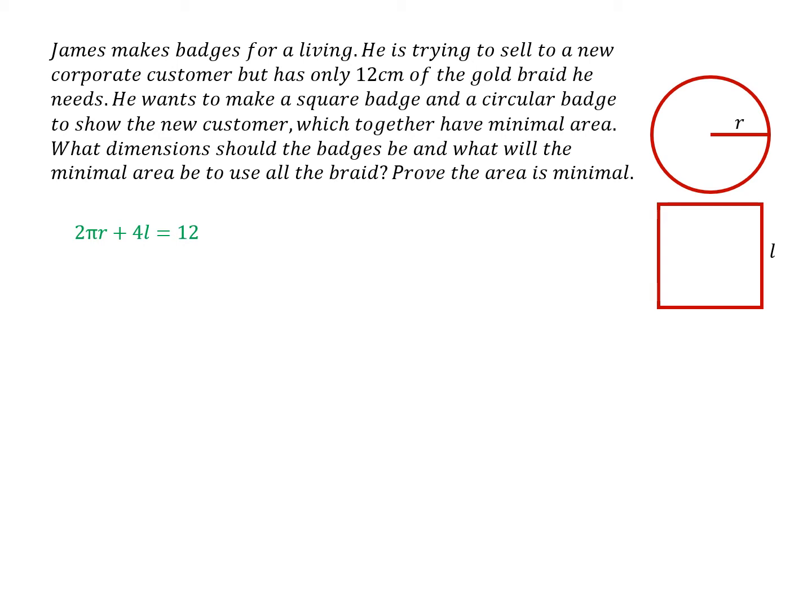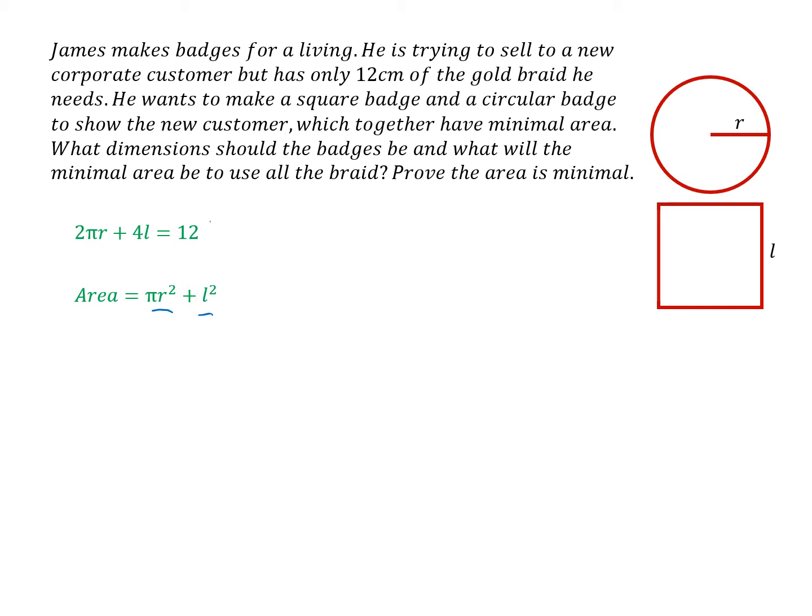Now we're trying to find the minimum area. So minimum implies some kind of differentiation at some point. So I better try and find something to differentiate. Let's find an expression for the area of the circle plus the area of the square. So there's the expression for the area. But I can't differentiate this as it stands because I've got two variables. The R and the L both depend on each other. So before I can differentiate, I need to eliminate one of those variables.